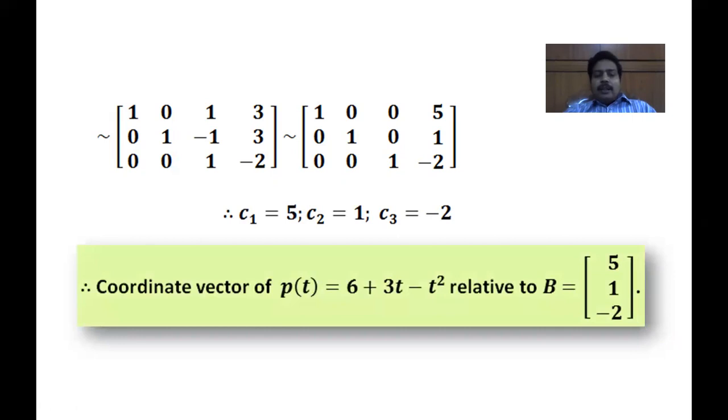So the coordinate vector of P of t, which is given in the problem, that is 6 plus 3t minus t square, relative to B is 5, 1, minus 2. So this is the way to find the coordinate vector of a particular vector of a vector space when the basis is given to us.